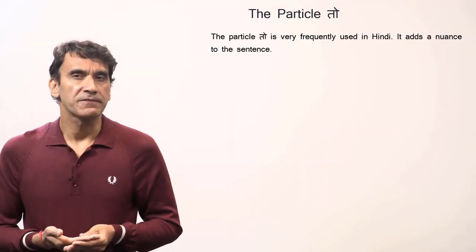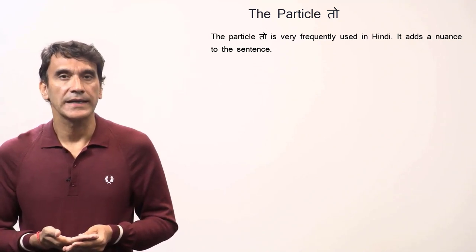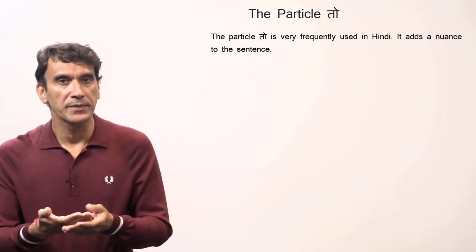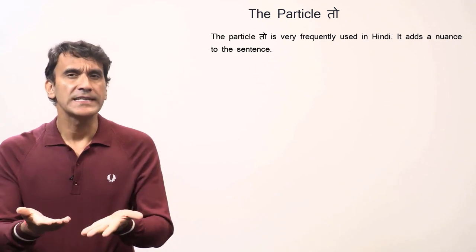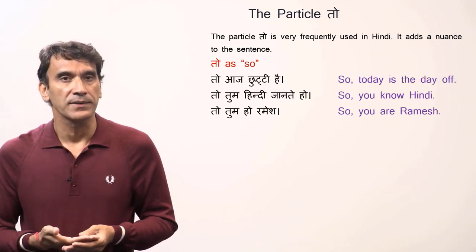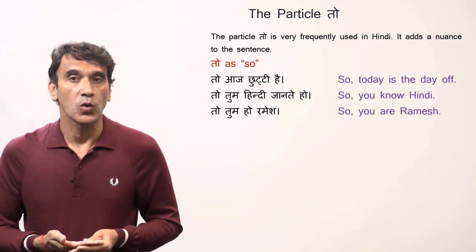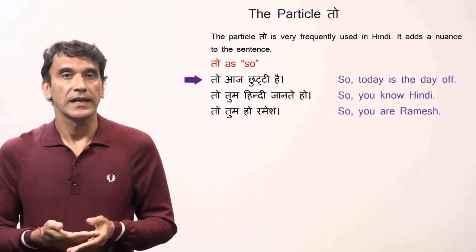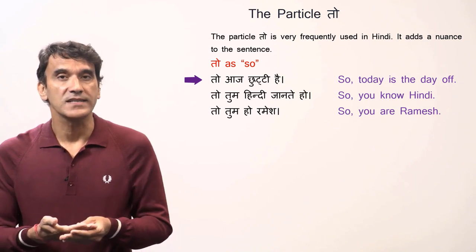The particle "to" is very frequently used in Hindi. It adds different kinds of nuances to the meaning. It is not very easy to give the precise translation. We'll try to understand the meaning through examples. The first one is "to" as "so" in English. At the beginning of the sentence, "to" means "so".